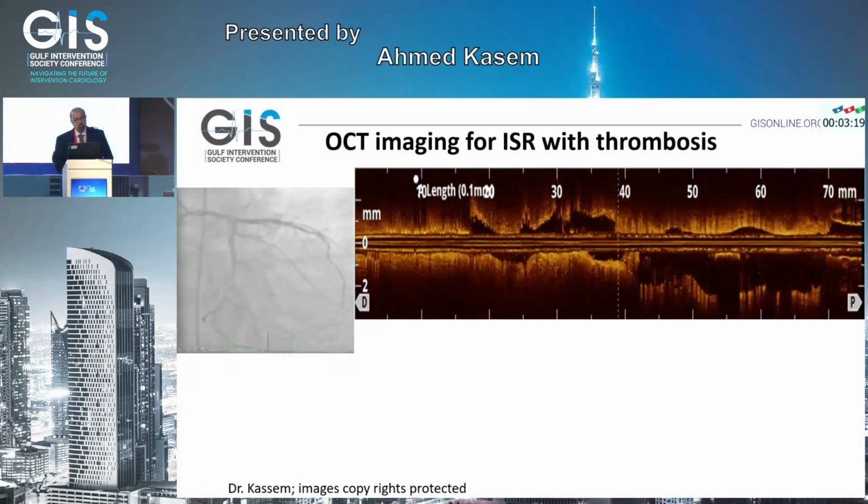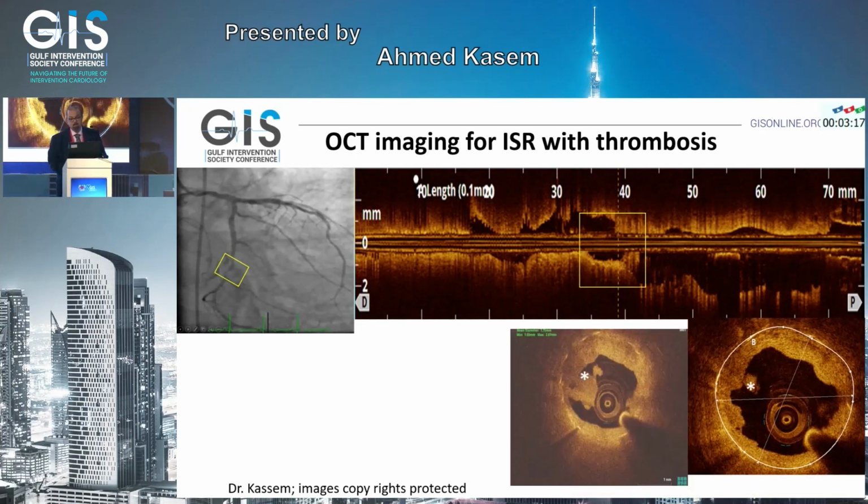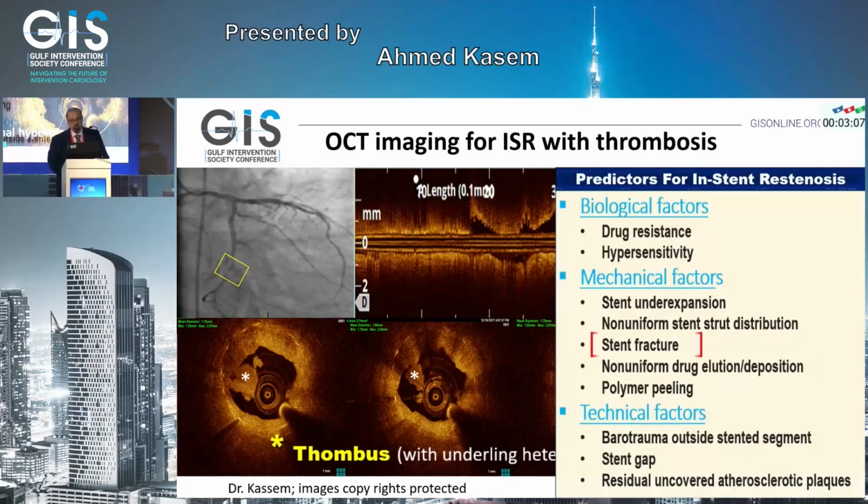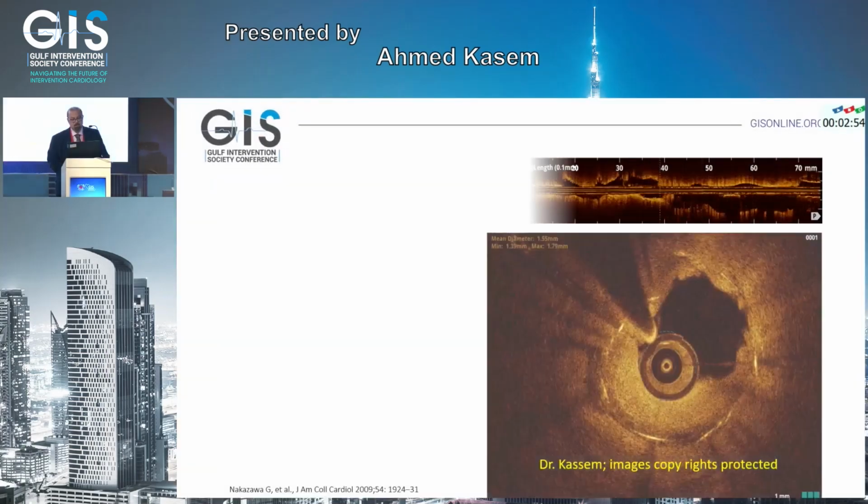And this is the proximal half of the old stent. There is in-stent restenosis. There is white thrombus inside this in-stent restenosis after we dilate with a balloon. And of course, we know from the literature that the predictors of in-stent restenosis are multifactorial: biological, mechanical, and technical, but the forgotten cause is stent fracture. And this actually is a surprise.